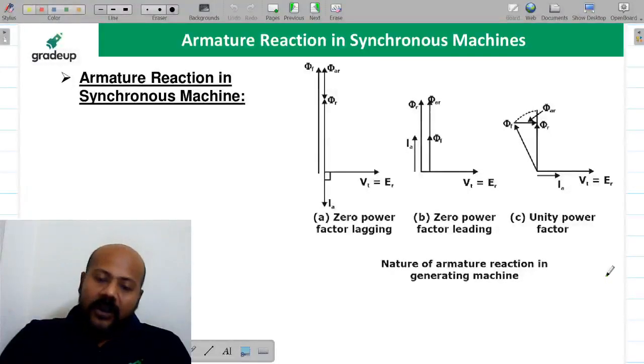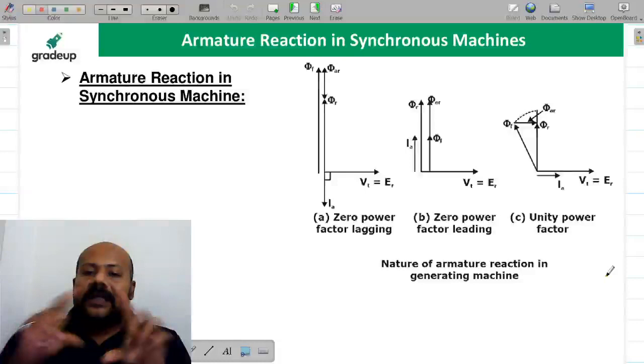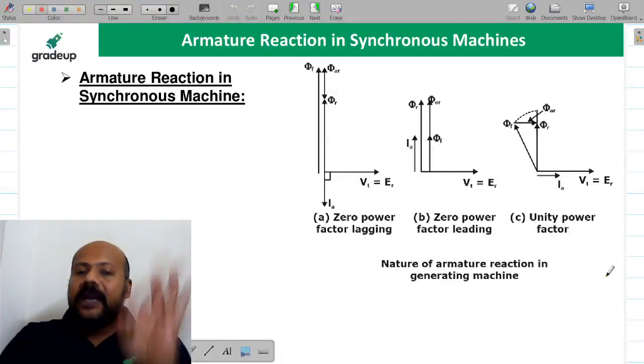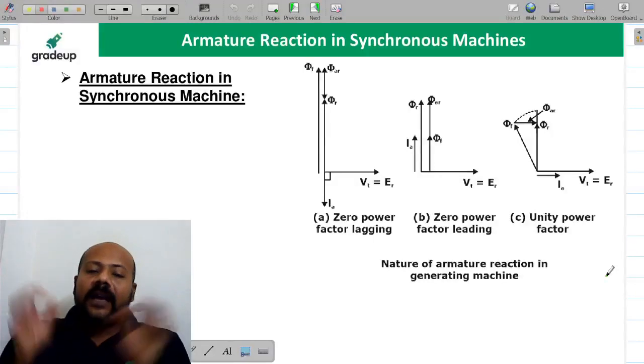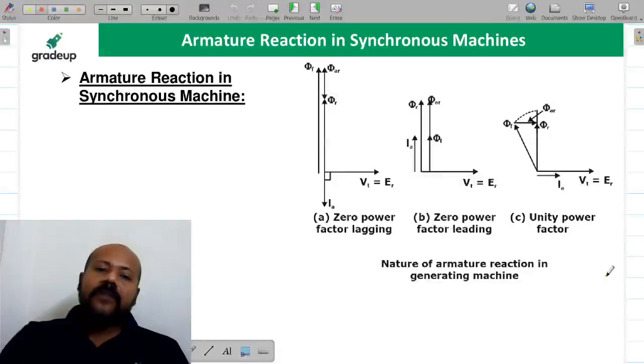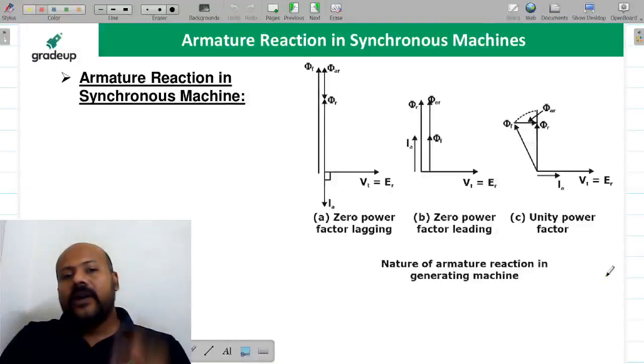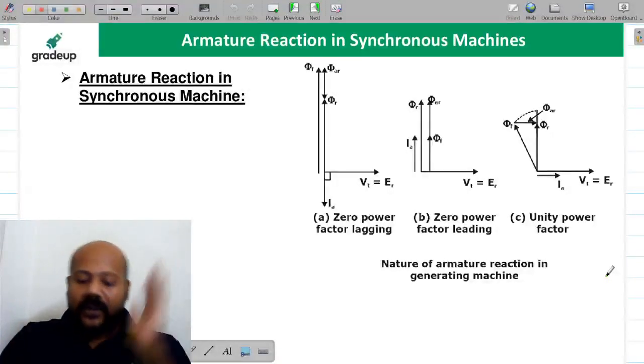What is my methodology? First I will tell you the overall picture of the armature reaction. Then we will discuss each and every case in detail, and then I will give you a summary or the conclusion of this armature reaction in synchronous machine, whether it is generator, motor, lagging, leading, whatsoever.